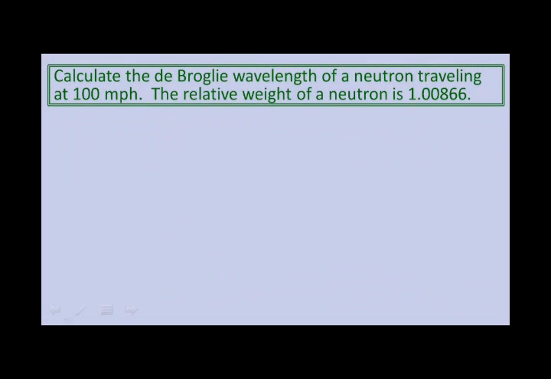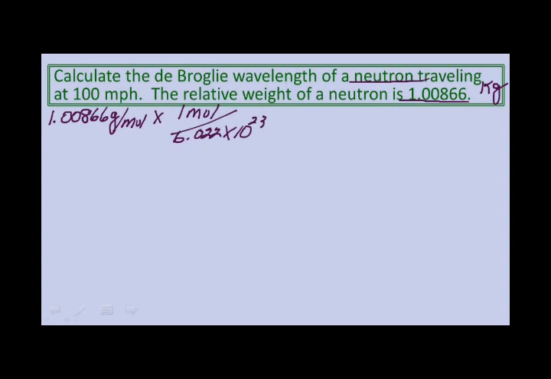In this problem, we want to calculate the wavelength of a neutron traveling at 100 miles an hour, so we can compare it to the baseball. And here I've given you the relative weight of the neutron. But remember, you've got to have that in kilograms. Okay, let's start with 1.00866 grams per mole times 1 mole over 6.022 times 10 to the 23rd neutrons. That's right.